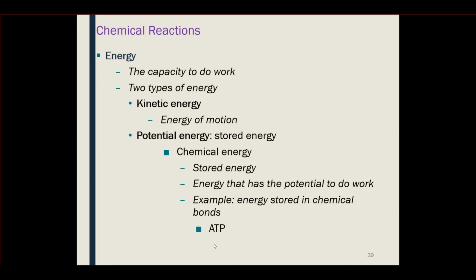Okay, so energy, again, is the capacity to do work. We can't do work without energy. The two types of energy we want to know are kinetic, the energy of motion, which is the energy that we're using to do work, and potential energy. Think of potential energy as a stored form of energy, like a battery outside the body. Once we turn that battery on, it releases the energy.